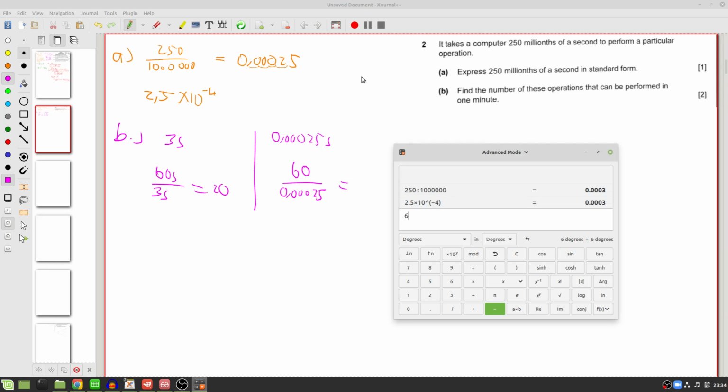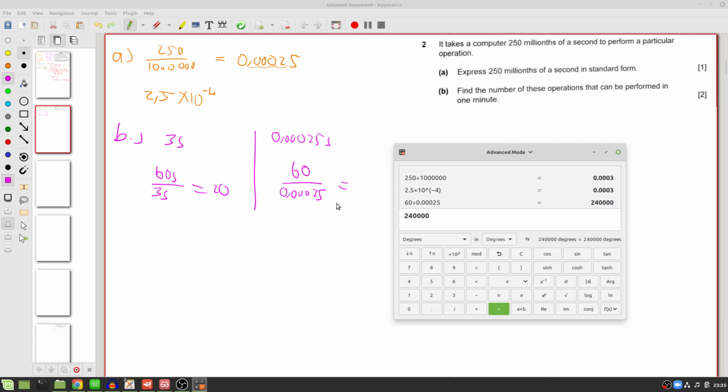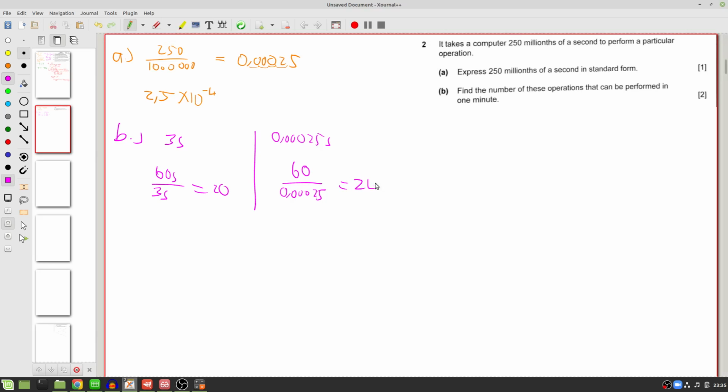So we just go 60 divided by 0.00025. Wow, I've said 000 so many times already. And that gives us 240,000 operations. So 240,000 operations can be performed by a computer in 1 minute.